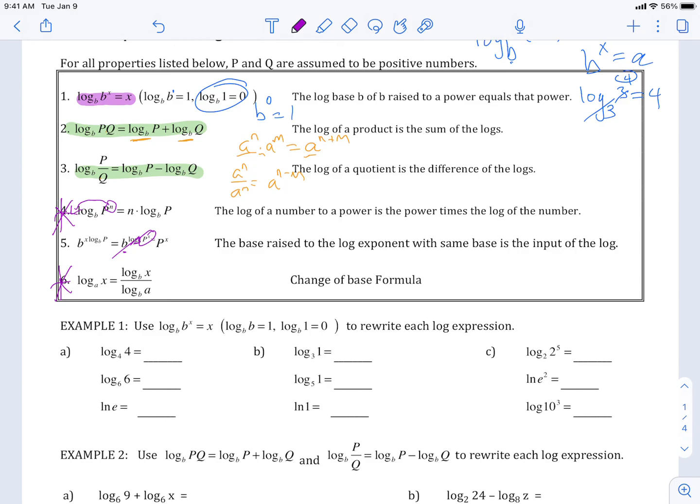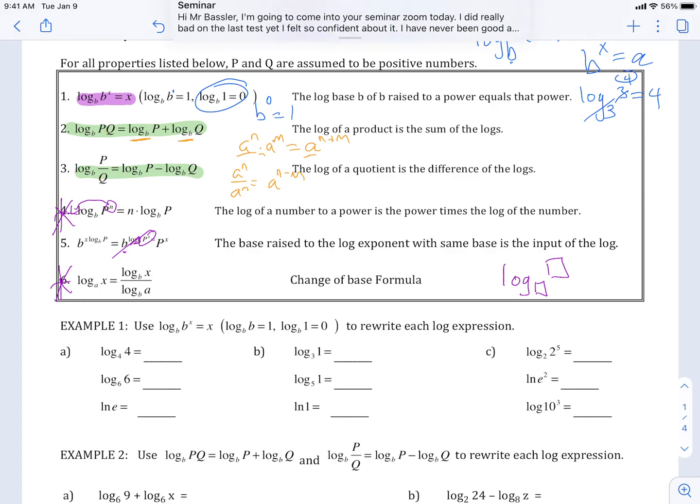You're still going to need to know this, but now you have a feature in your calculators where you can put a box here for the logarithm and a box here for the input. So a box for the base and a box for the input. But back in the day, we didn't have that, and so we needed to use this change of base formula. Plus, you're going to use it for some other things.